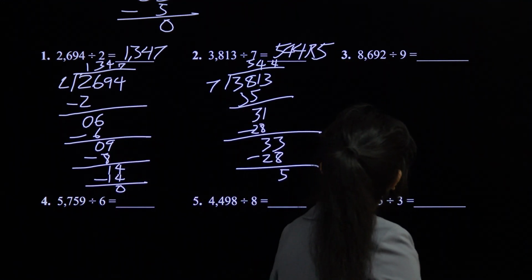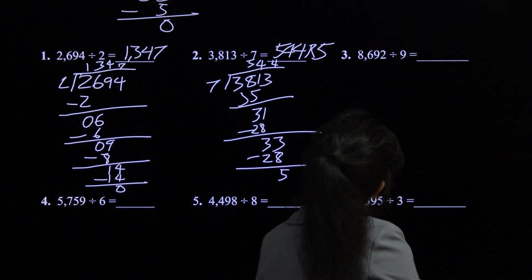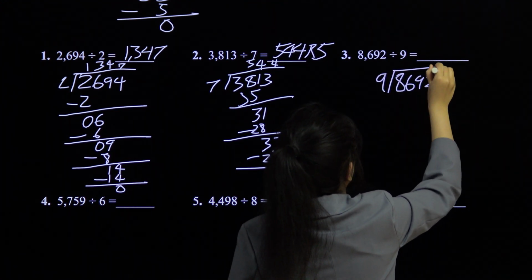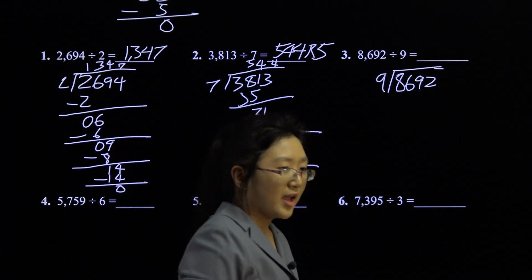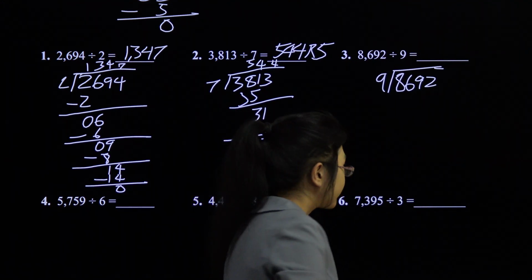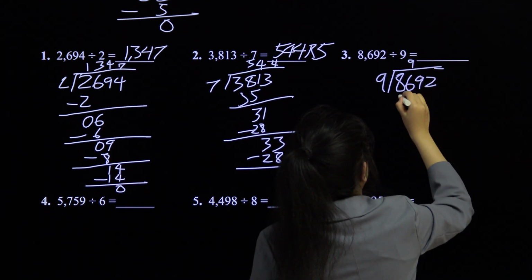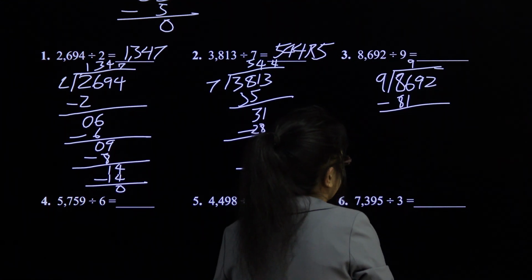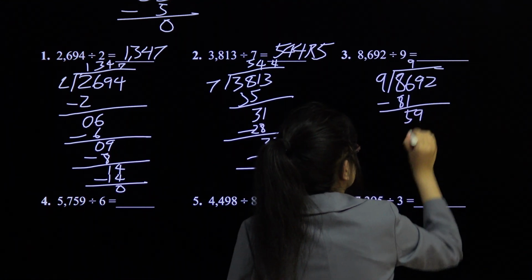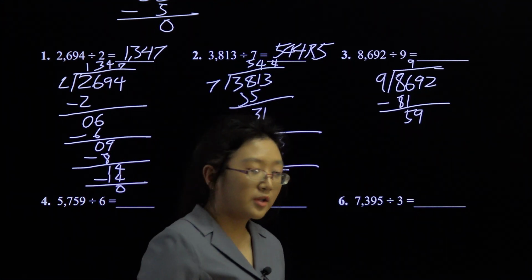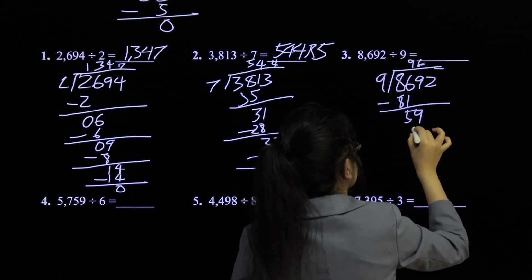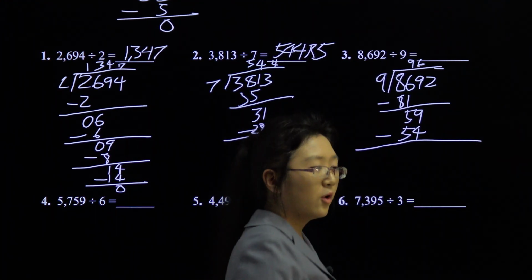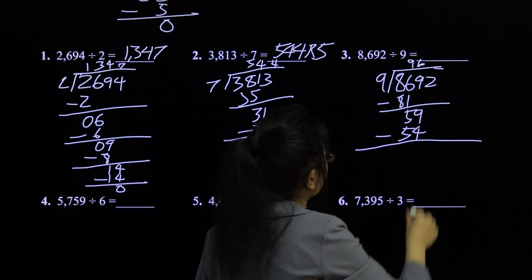We continue, and we come across 8,692 divided by 9. So 9 doesn't go into 8, but 9 does go into 86. It goes 9 times into 86. And 86 minus 9 times 9, or 81, is 5. You drag down the next digit, 59. 9 goes into 59 6 times. And you get 54, because 9 times 6 is 54. 59 minus 54 is 5.